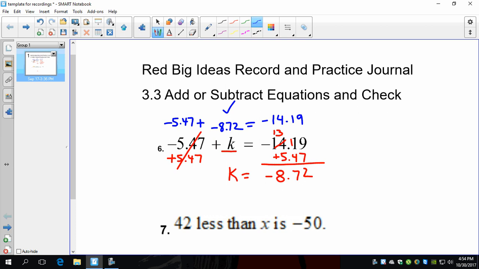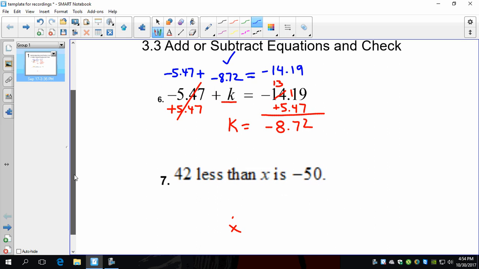So the important thing is just go back and check your work to make sure your number works when you plug it in for the variable of k. And that one does check out.